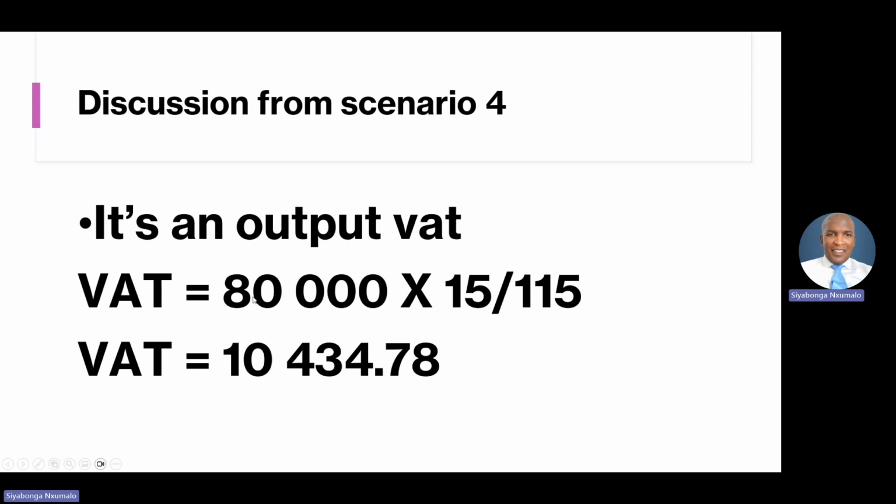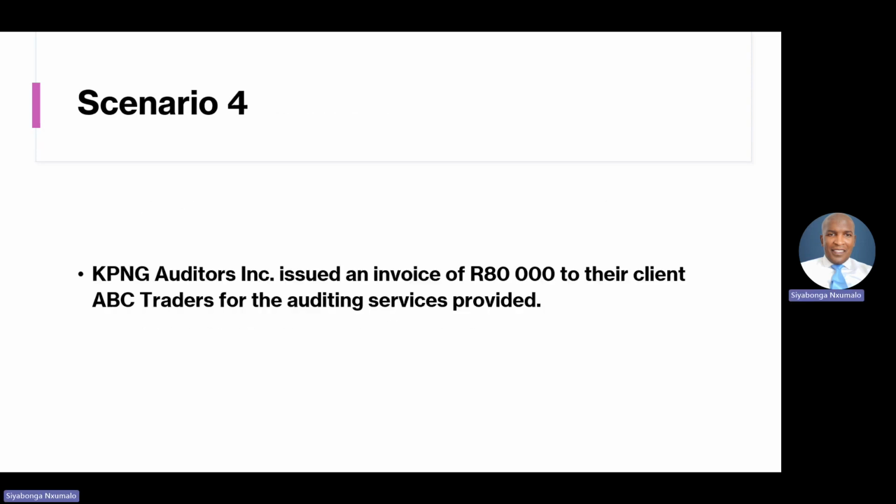If they tell you that 80,000 is excluding VAT, you just take 80,000, times it by 15%, and it's going to give you the VAT amount. But in this case, because it was including VAT, the calculation was a little bit complicated. If 80,000 is excluding VAT, you take 80,000 as it is and times it by the percentage, because it can be 0 or it can be 15%. You just multiply it as it is.